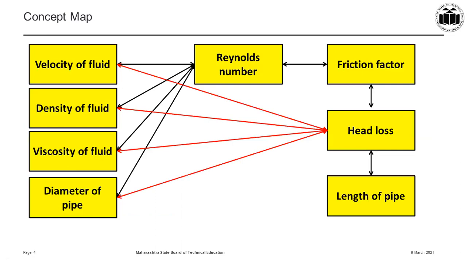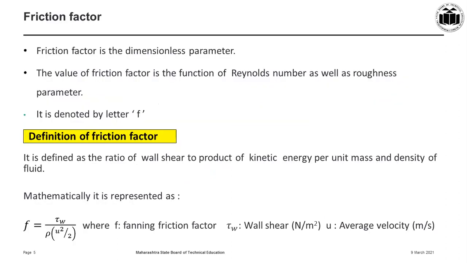Now, this friction factor depends upon the Reynolds number, which in turn depends upon velocity of fluid, density of fluid, viscosity of fluid, and diameter of pipe. These four parameters decide the value of Reynolds number, and this Reynolds number can thereafter be used for calculating the friction factor. Once the friction factor is calculated, we can calculate the head loss. This head loss is also a function of length of pipe. So let us try to understand what is friction factor.